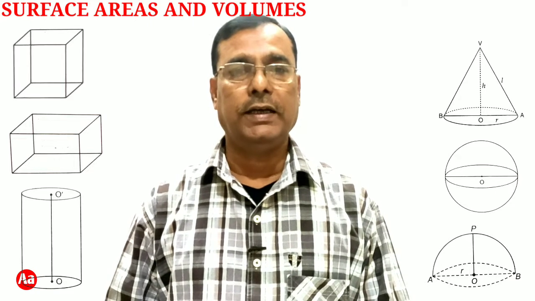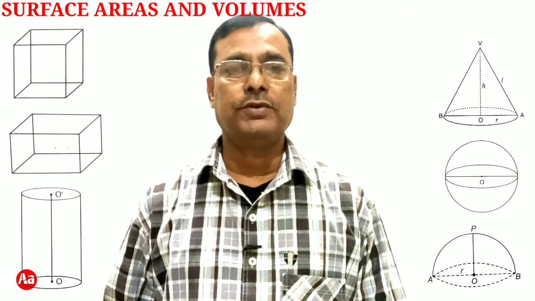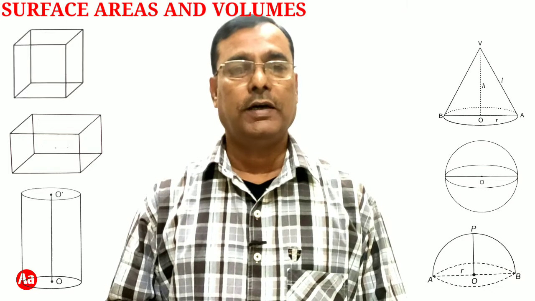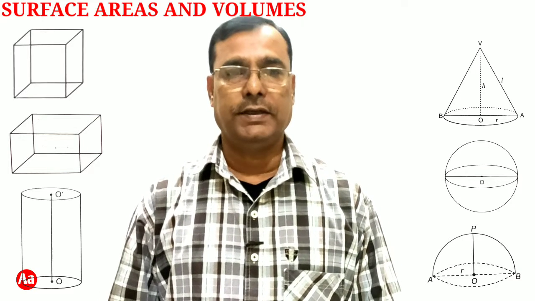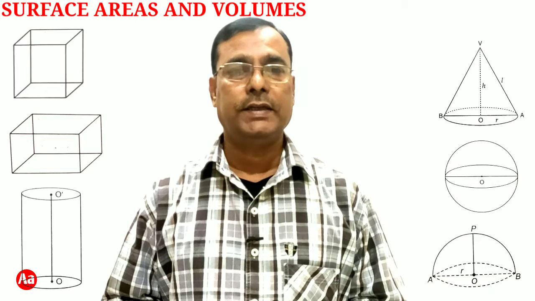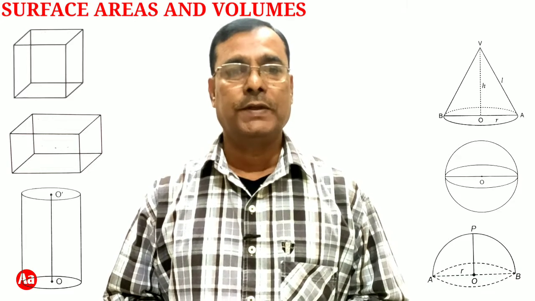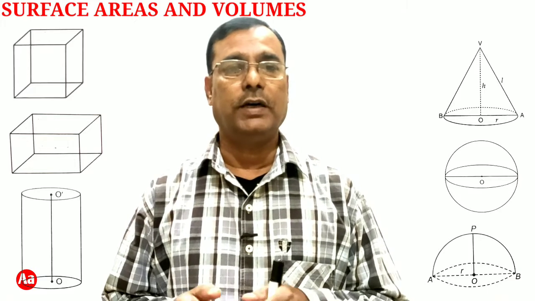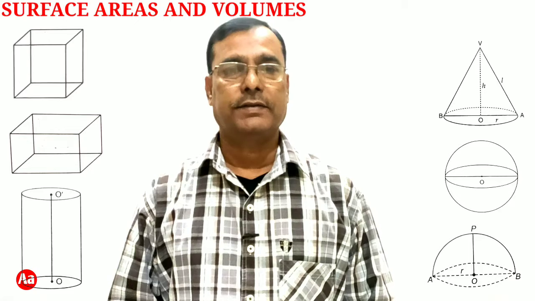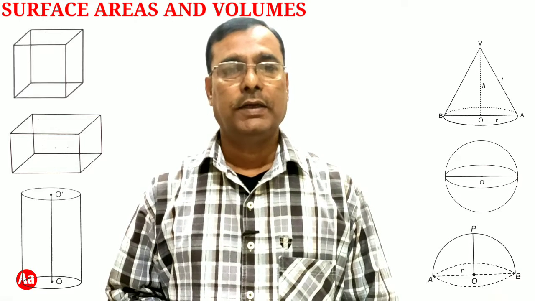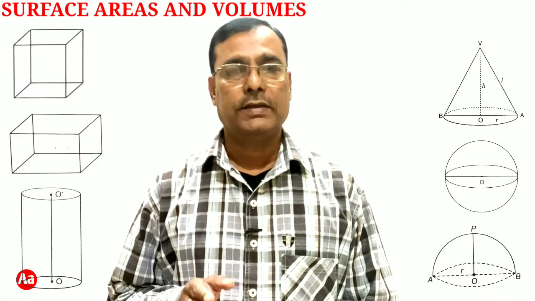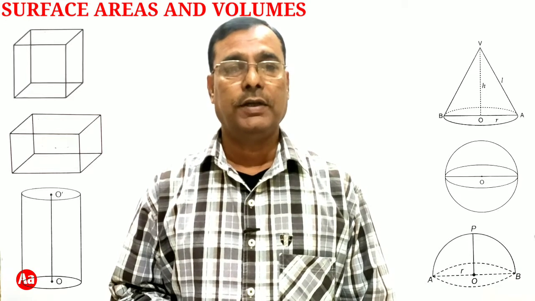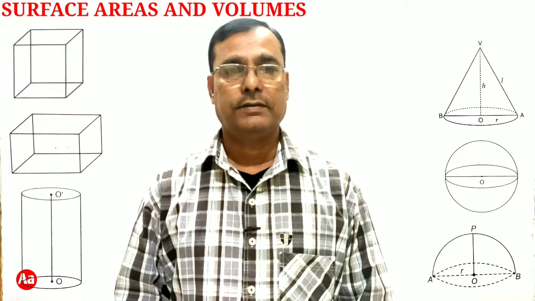In our day-to-day life, we come across a number of solids which are made up of a combination of two or more of the basic solid figures. In this chapter, we will calculate surface areas and volumes of these figures which are made up of a combination of two or more of the solid figures. Now let's have a review of the formulas for surface areas and volumes of the basic solid figures that you have studied in class 9.